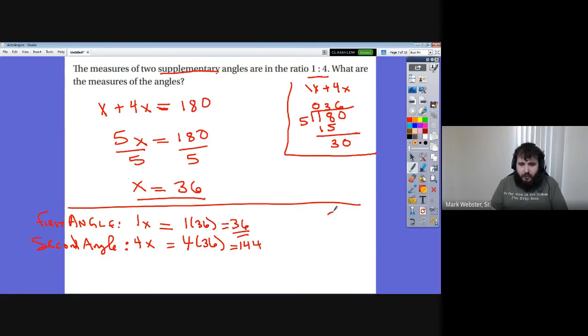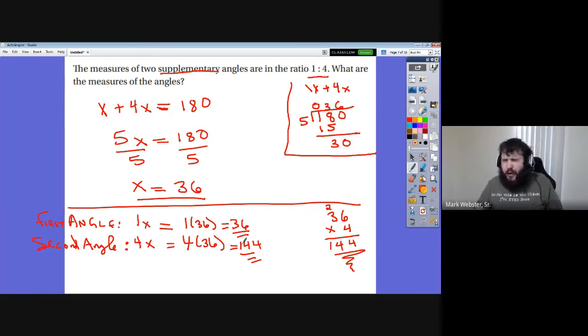Again, if you don't believe me, 6 times 4 is 24. Carry the 2. 3 times 4 is 12, plus 2 is 14. Voila, 144.